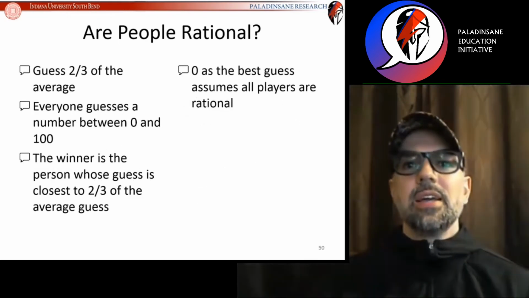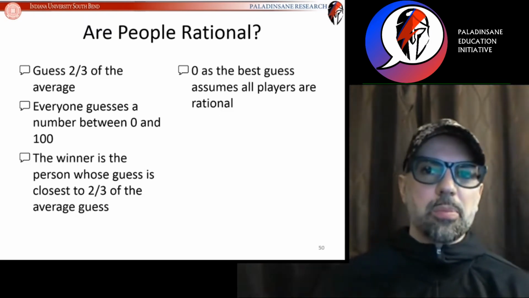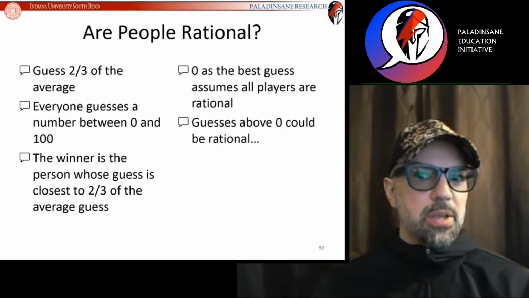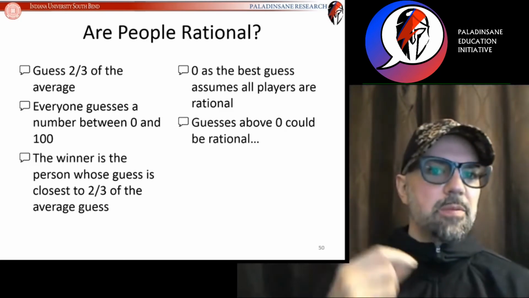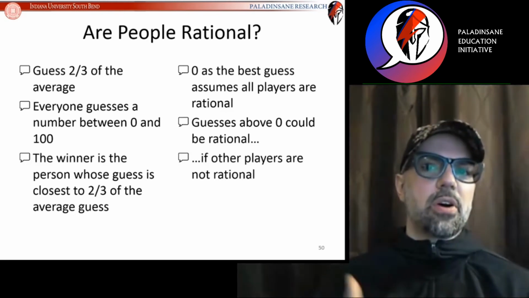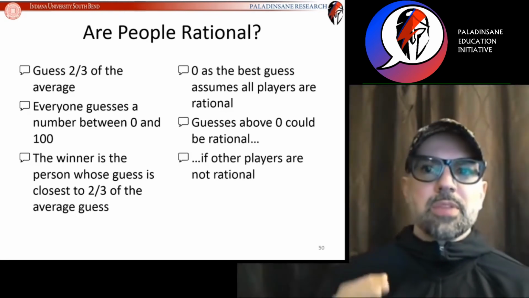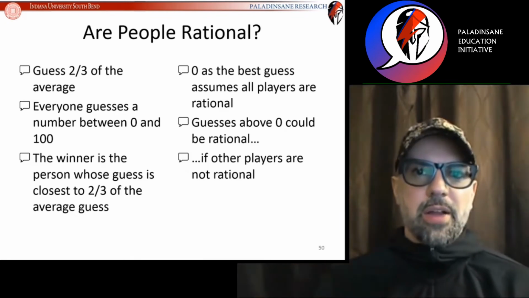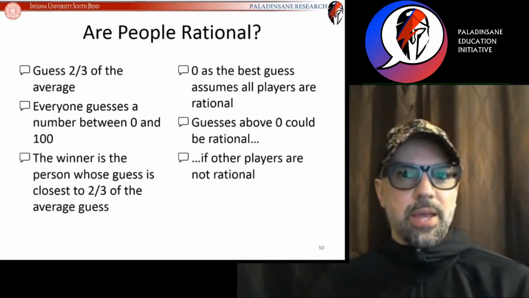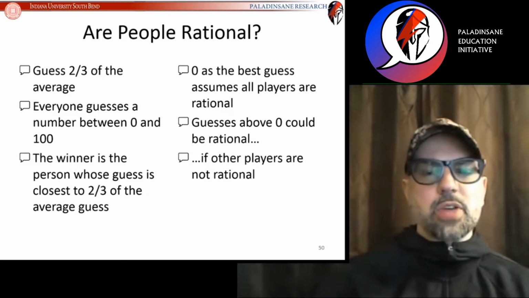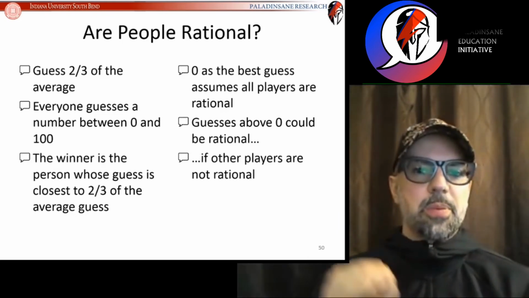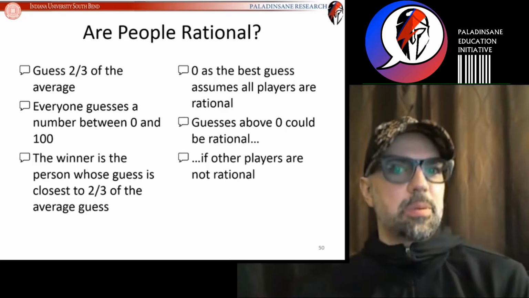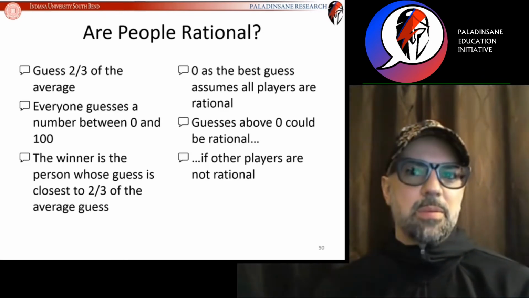So zero is the best guess, and that assumes that everybody else is rational. That assumes that your play and everybody else's play in this game is going to be rational. But guesses above zero could actually be rational. They could actually be the prescriptive guess if you factor in that other people are not rational, that other players have not thought it through. So this is a possibility, and this is another wrinkle in game theory, where you can very easily figure out what is the right thing to do if everybody else did the right thing. But in order to have that prescriptive strategy, you then have to try to figure out, well, what is the best thing to do if other people act the way that humans act. So what is the prescriptive decision if other people are doing the descriptive decision? And again, you can see how complicated game theory can get.